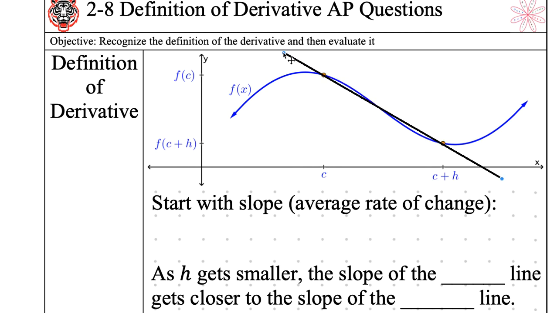The slope of the secant line is its average rate of change, which you guys know the formula of, right? Because that was the first thing that we ever did. 1-1, our lesson, our slope was what? What's the definition of slope? All the way from Algebra 1.